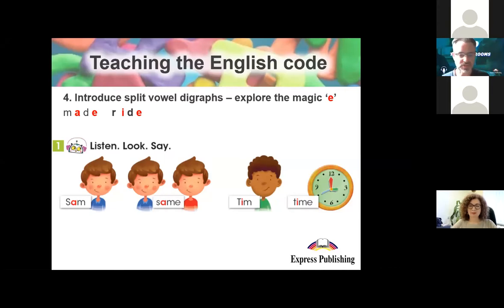Sam goes to same, Tim goes to time. Now, do I need to tell them it's a split vowel digraph? No. We can use the magic E. That's a nice way of putting it. It's magic because it alters the sound of the previous vowel. And we introduce them to that in common words. Okay, so this is the next thing.